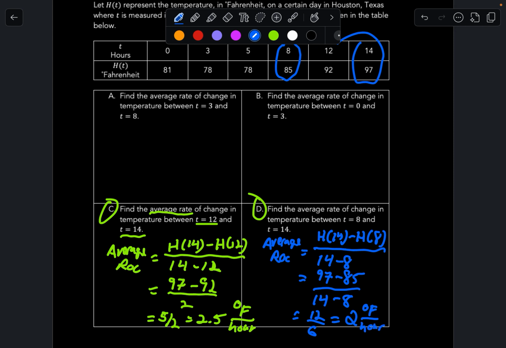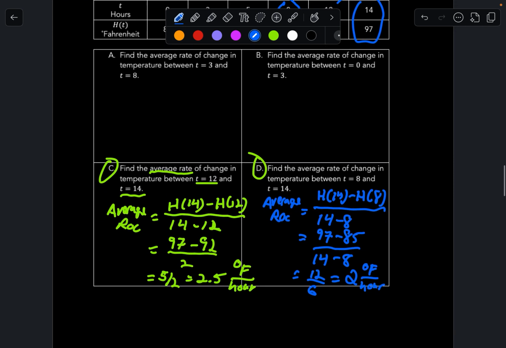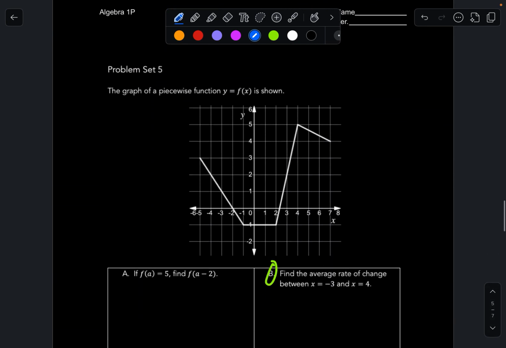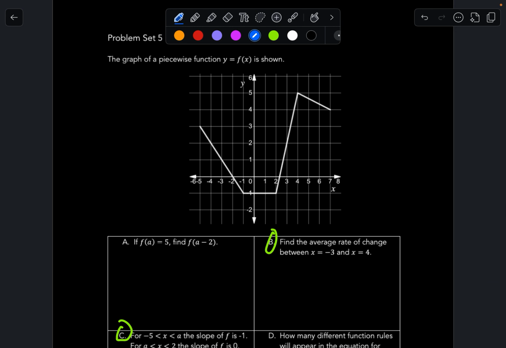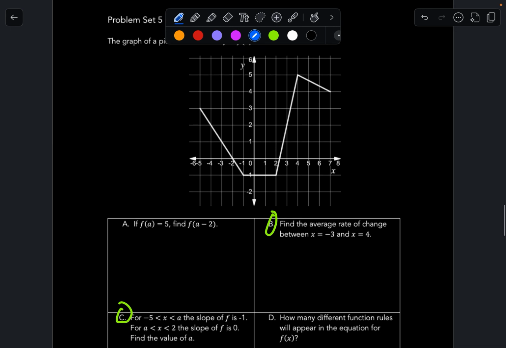All right, and that's how you do set 4. Okay, set 5. Now they give you a piecewise defined function as a graph. And in part B they ask you to find the average rate of change between x equals -3 and 4. You can see x equals -3 is right here, and x equals 4 is right there. They're basically asking you to find the slope of the line right there.